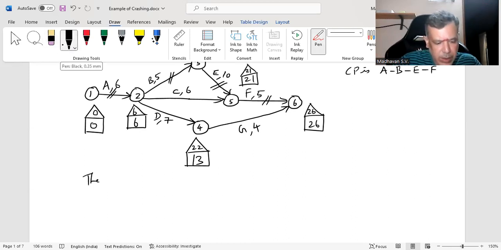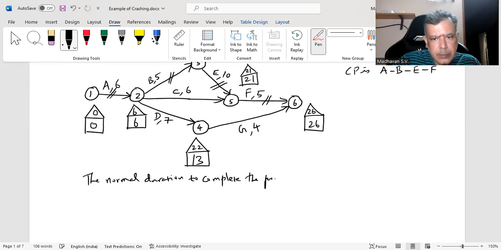The normal duration to complete the project is 26 days. Now let us calculate the cost.